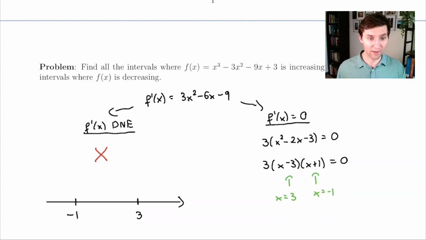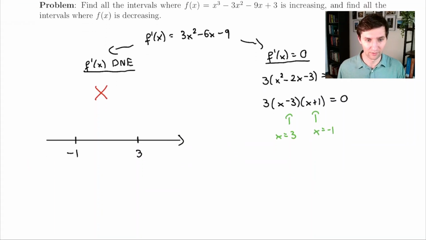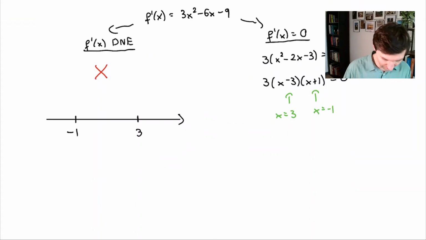I know that my function can change from increasing to decreasing where these critical numbers are. So now I need to determine between -1 and 3, is the function increasing or is the function decreasing there? Between -∞ and -1, is the function increasing there or is the function decreasing there? Let me show you two methods of doing it. Method 1 is the following.